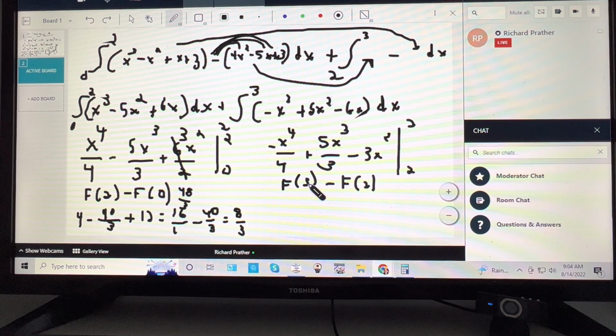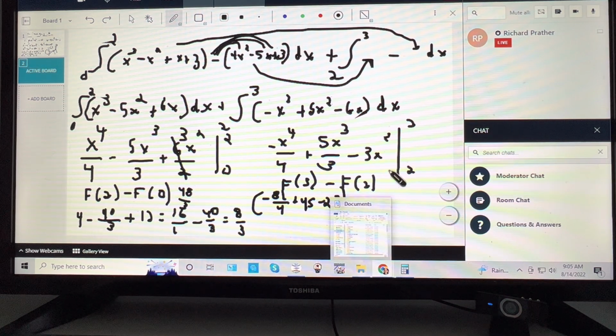So big F of 3, we would put 3 to the fourth, that's 81. So that is negative, let me put a parenthesis here because there's going to be two parts. Negative 81 over 4. And then 3 cubed is 27, but divided by 3 is 9, times 5 is 45. And then 9 times 3 is 27. That part is big F of 3. And then minus big F of 2. Now, big F of 2 is not the same as this big F of 2. I thought it was, and I just put 8/3 here. That's what was wrong. But the signs are all opposite, so that's not true that it's the same.